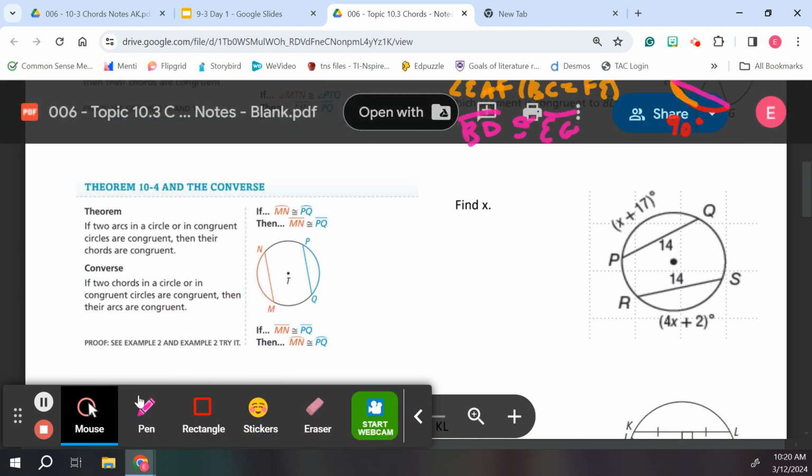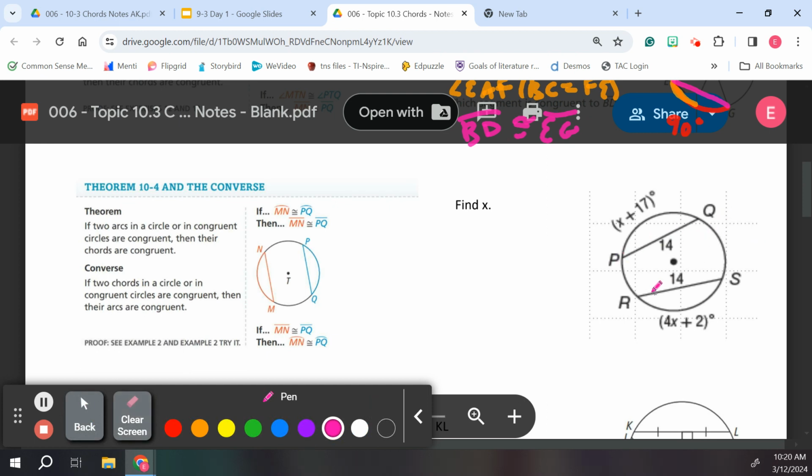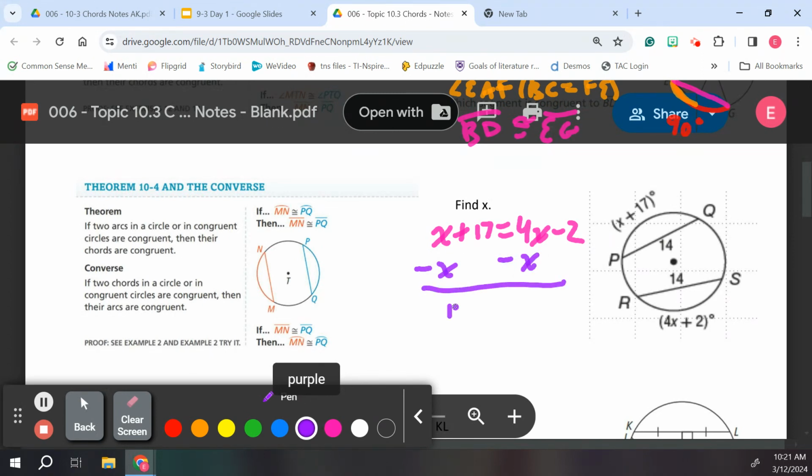All right, so they want us to find x here. So what they're telling us is that right now chord PQ and chord RS are congruent to each other, which means without a doubt, we know that our arcs RS and PQ are also congruent to each other. So we would set this up as x plus 17 equals 4x minus 2. Subtract x from each side. That leaves me with 17 equals 3x minus 2.